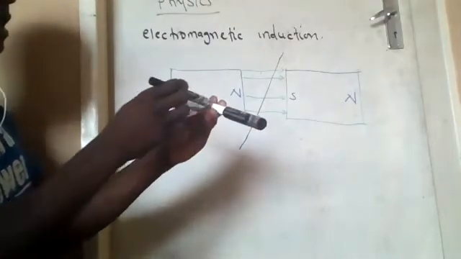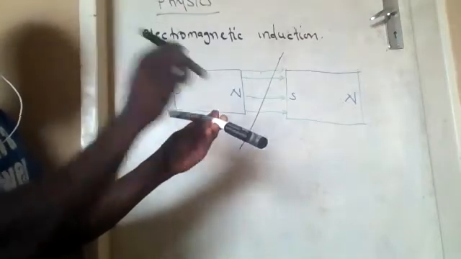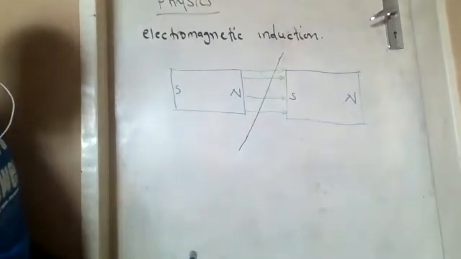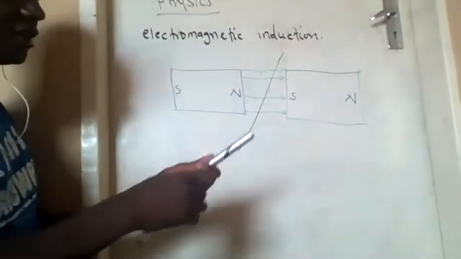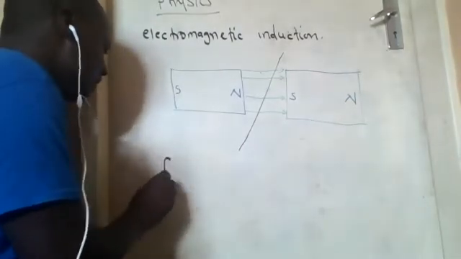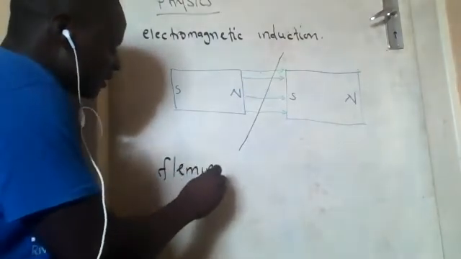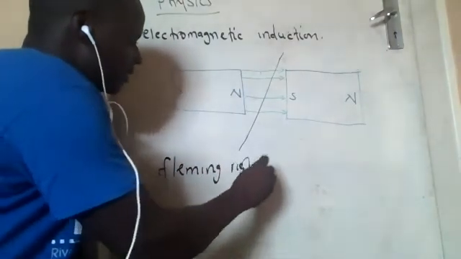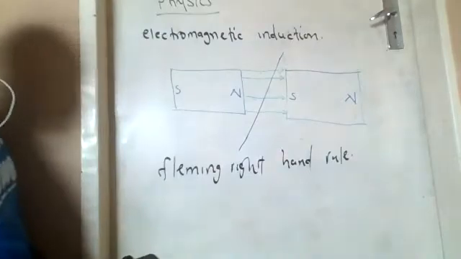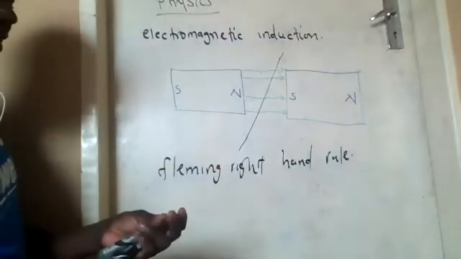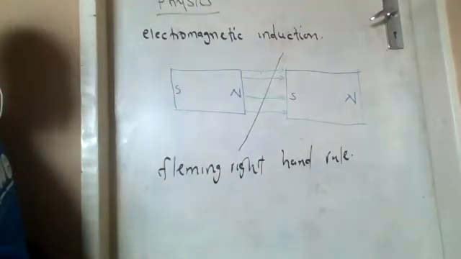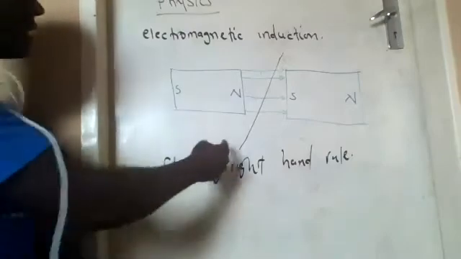How can you determine the direction in which current is going to move in this wire, which is cutting magnetic field lines? So there, what we use is not the right hand grip rule, no. Here what we use is the Fleming right hand rule. The Fleming right hand rule is a rule that helps us to determine the direction in which the induced current moves.